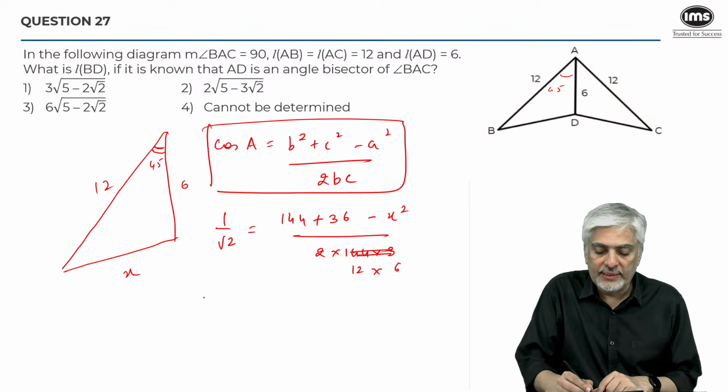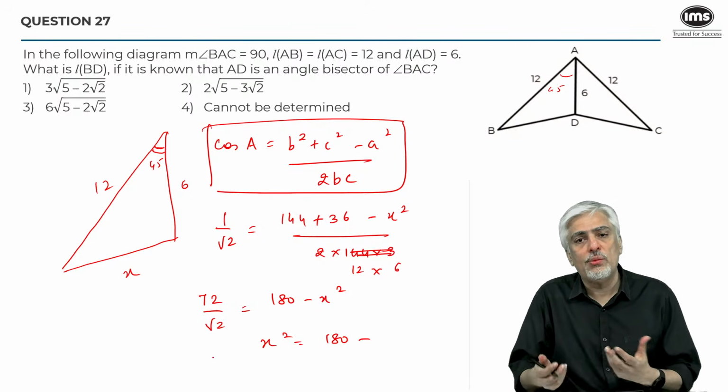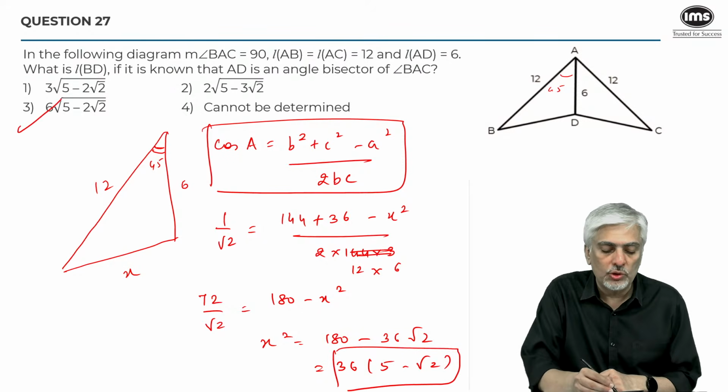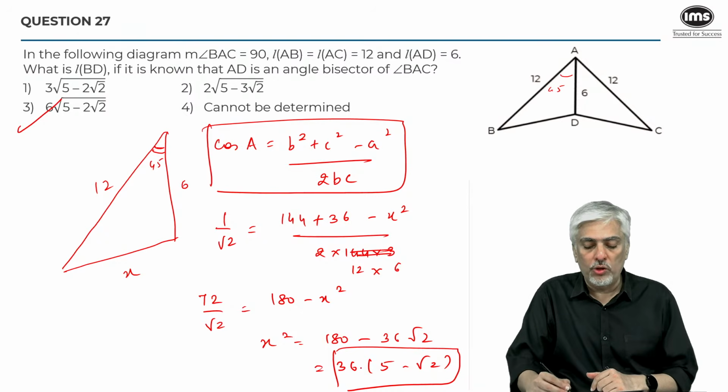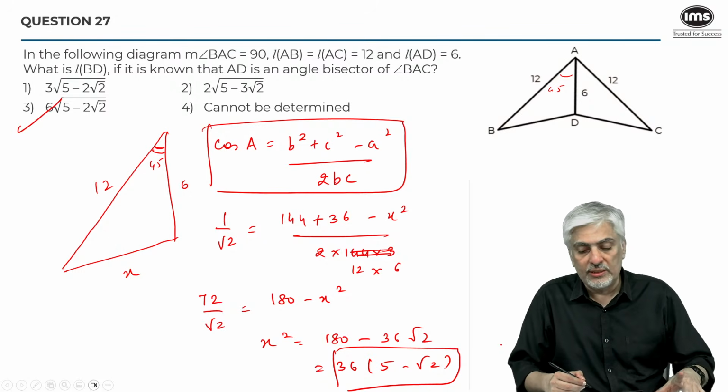So, we've got 72 upon root 2 is 180 minus x square. So, x square is 180 minus 72 upon root 2, which will become 36 root 2 on rationalizing. Take 36 common, 5 minus root 2, and then you take the square root, you get the answer, which is the third option. The square root of 36 is 6 and the square root of 5 minus root 2. So this is one of the ways.